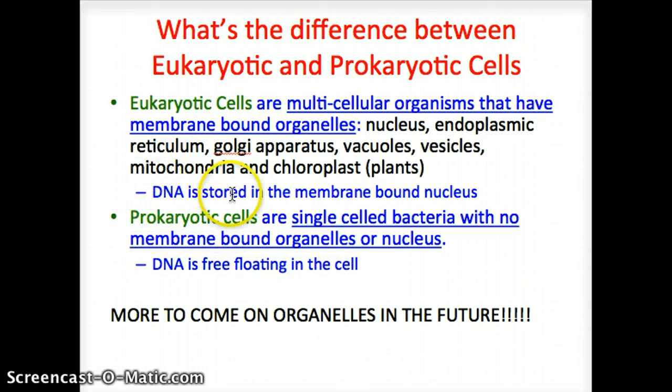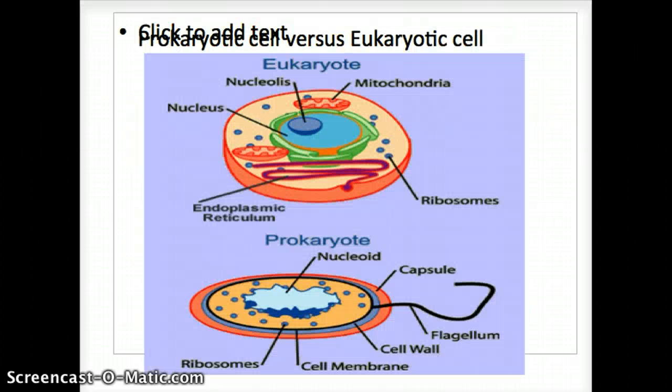We see here this special note, DNA is stored in the membrane-bound nucleus. This is a key difference. That's why it's highlighted. Prokaryotic cells are single-celled bacteria with no membrane-bound organelles or nucleus. The DNA is just floating in the cell. So we see that eukaryotic cells have membrane-bound organelles while prokaryotes don't.